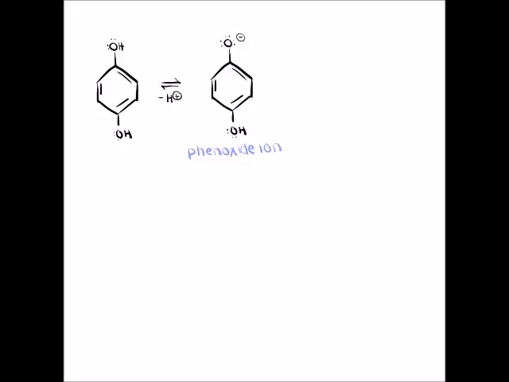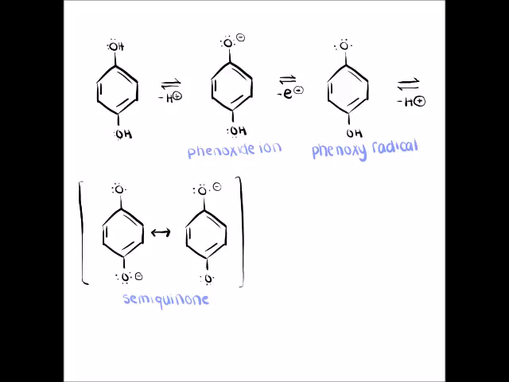Benzoquinone is formed through an oxidation process where a sequence of proton loss is followed by an electron loss. Here we have a p-benzenediol. A loss of a proton gives us a phenoxide ion. A loss of an electron gives us a phenoxy radical. Another loss of proton gives us a semiquinone, which is resonance stabilized. A final loss of another electron gives us our product benzoquinone.